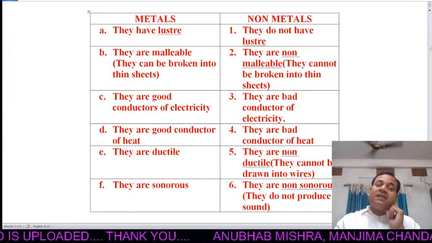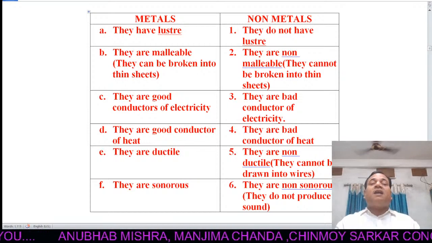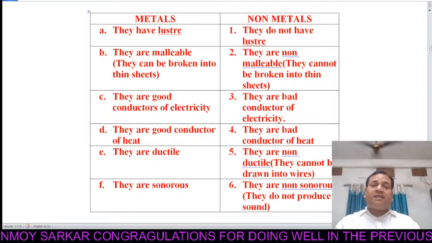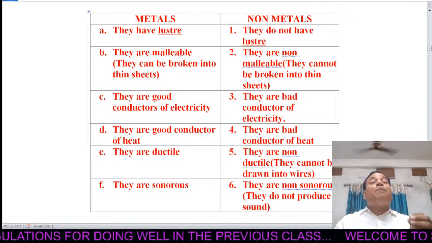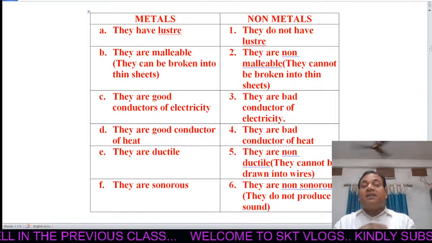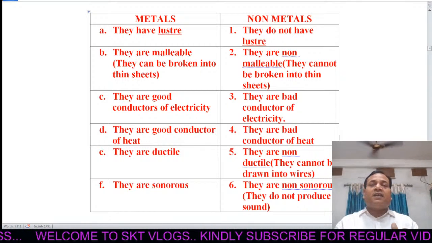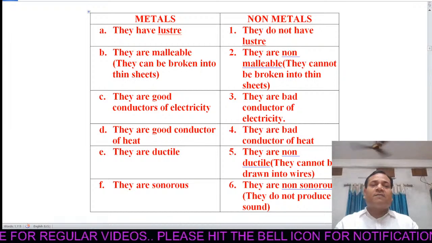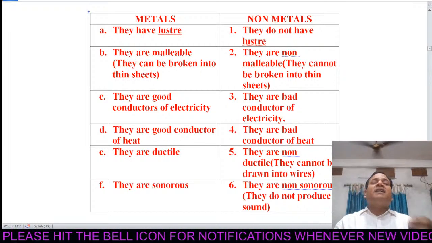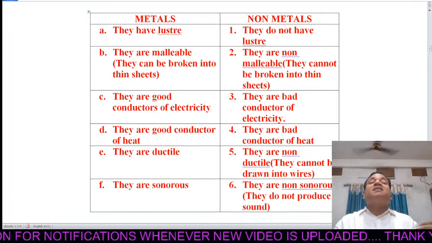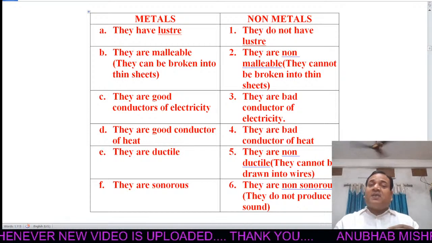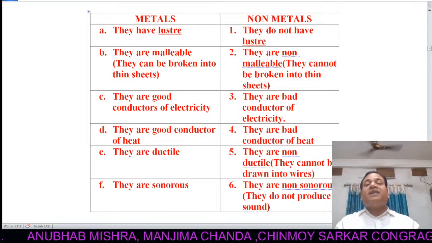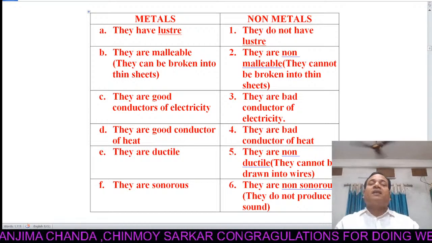Thirdly, metals are good conductors of electricity. Good conductor of electricity means electricity can pass through these metals. अब घर में देखते होगे ना, कॉपर वायर, अल्युमिनियम वायर, ये सब देखते होगे. So these are the good conductors of electricity. But non-metals are bad conductors of electricity.